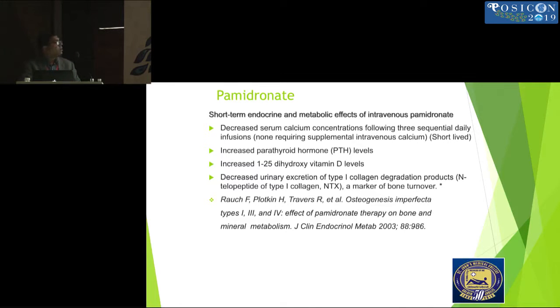What are the short-term and endocrine effects of pamidronate? There is a decreased serum calcium concentration, increased parathyroid levels, increased 1,25-dihydroxy vitamin D levels, and decreased urinary excretion of type 1 collagen degradation products.